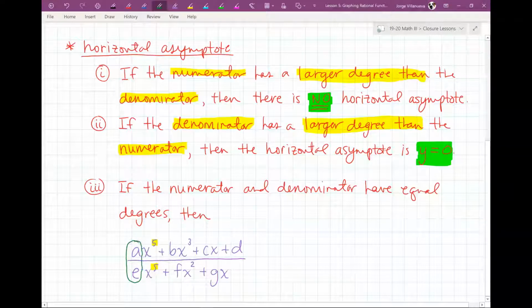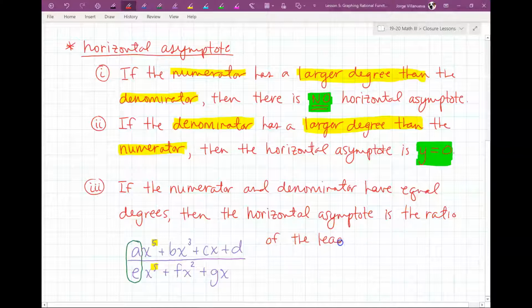the leading coefficients. Okay, so I'm going to put right here, then the horizontal asymptote is the ratio of the leading coefficients.